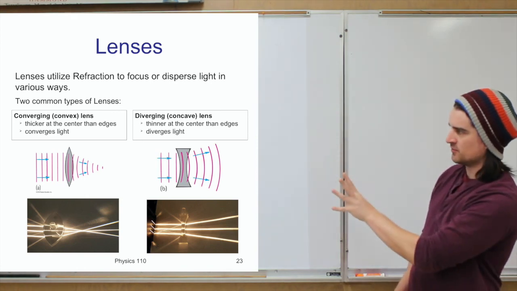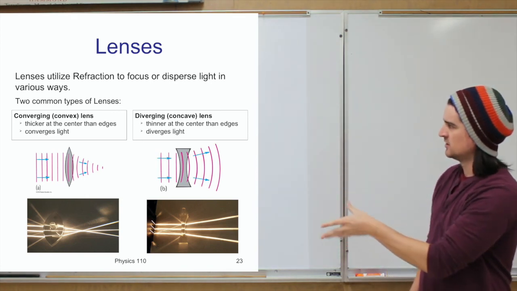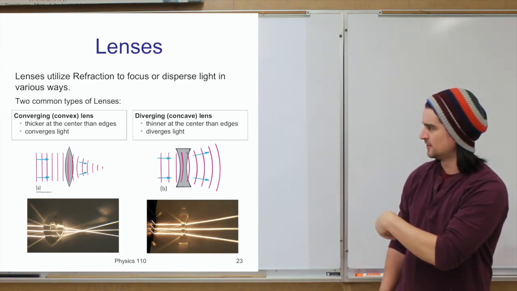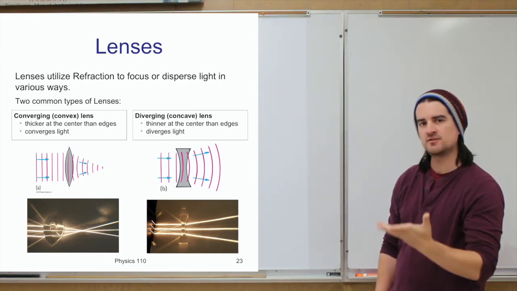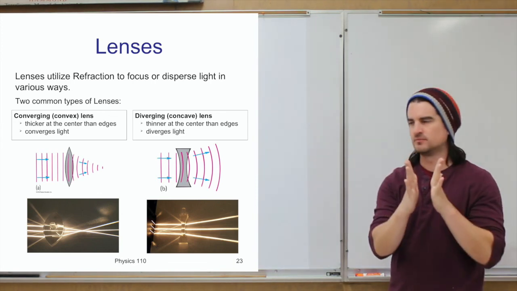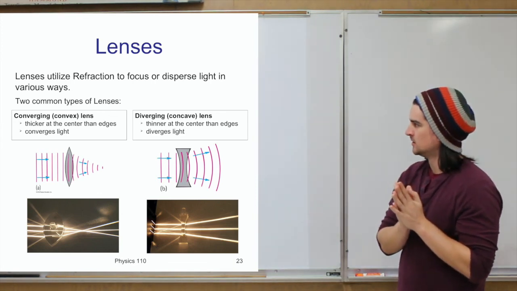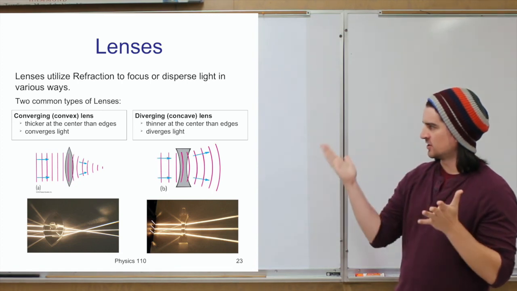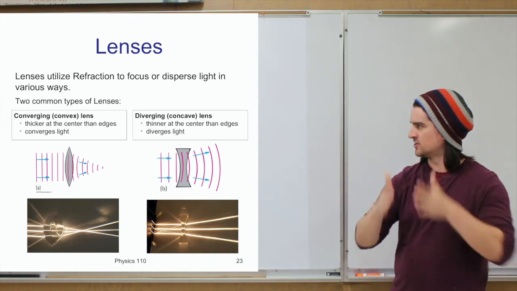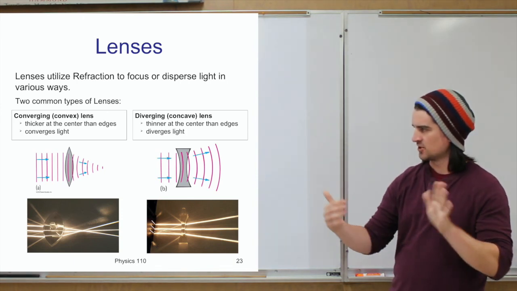Right, so that's one of the main types, the converging lens. The other type is the diverging lens, also called a concave lens because the sides are concave, or pushed in. The diverging lens is thinner in the center and gets wider at the edges of it. And it does the opposite.